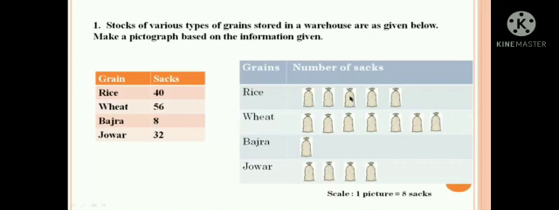Next comes wheat. In wheat, 56 sacks are given. So how are you going to draw 56? For 56 you will draw 7, because 7 eights are 56. So in the column of wheat you are going to draw 7 sacks. Now in bajra, 8 sacks are given and one picture is equal to 8 sacks. So for bajra you are going to draw only 1 sack. The next comes jawar. For jawar they have given 32 sacks. When does 32 come in the table of 8? 4 eights are 32. Yes, so you have to draw 4 sacks in the column of jawar.